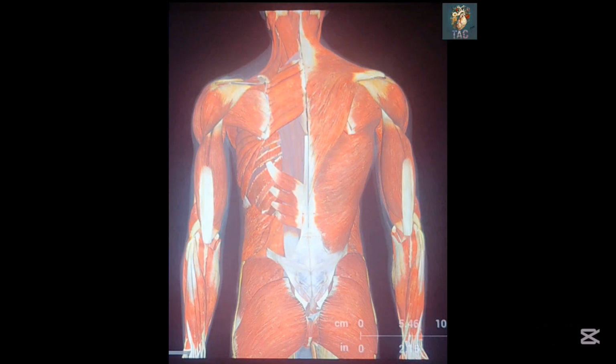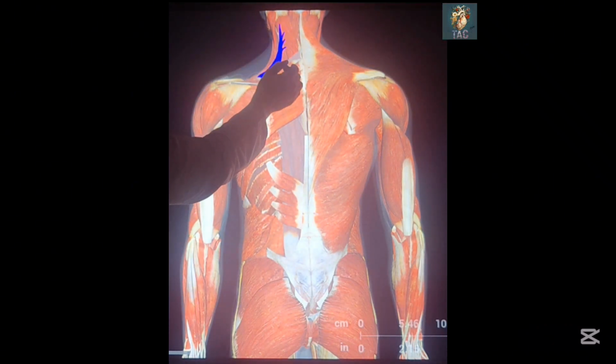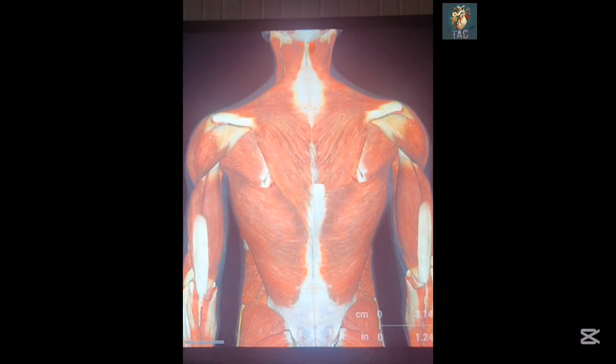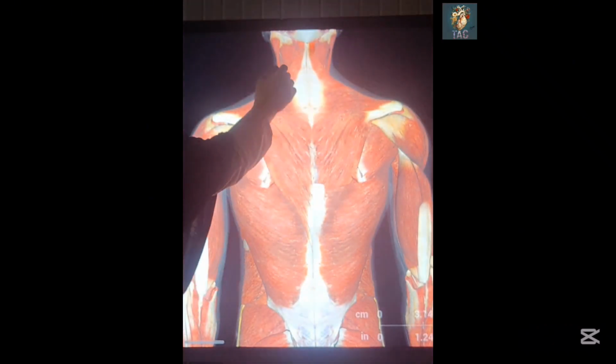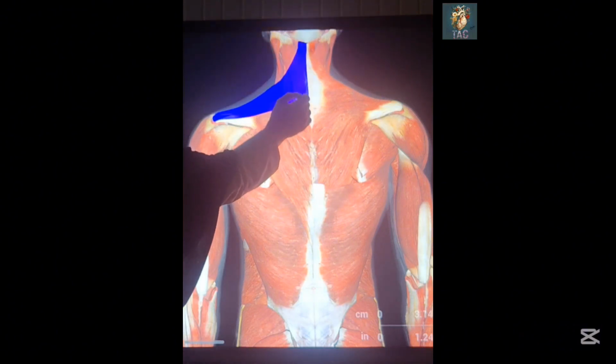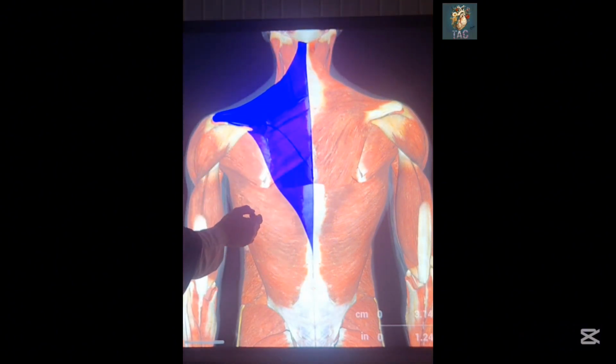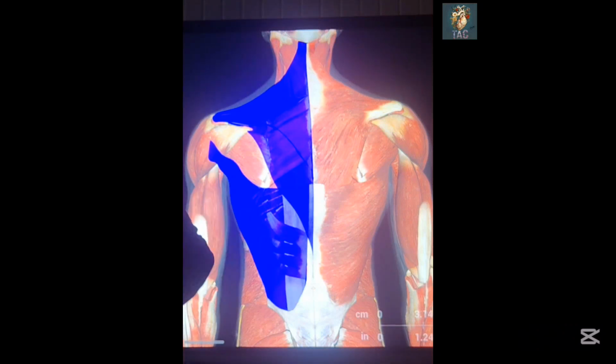When we remove these muscles, we can see the muscles which are present in the deep compartment. These are the levator scapulae, the rhomboid minor and rhomboid major muscle. So now we will do all of these muscles one by one in detail. Now moving on to the superficial muscles of the back. Here you can see this is the trapezius muscle, the upper fiber, the middle fiber and the lower fiber of the trapezius, and here this is the latissimus dorsi.